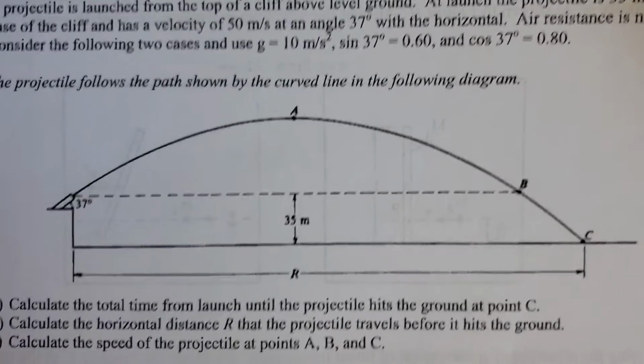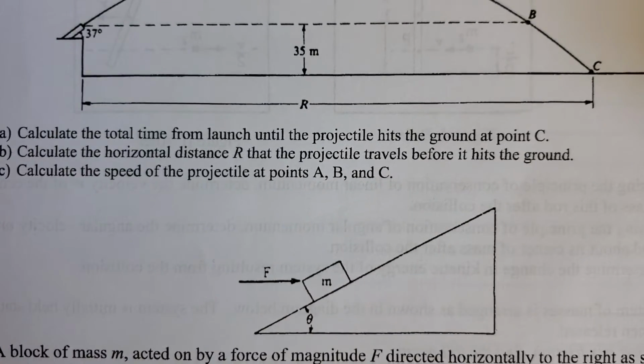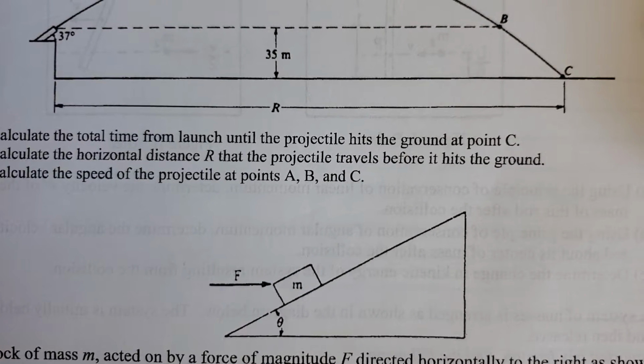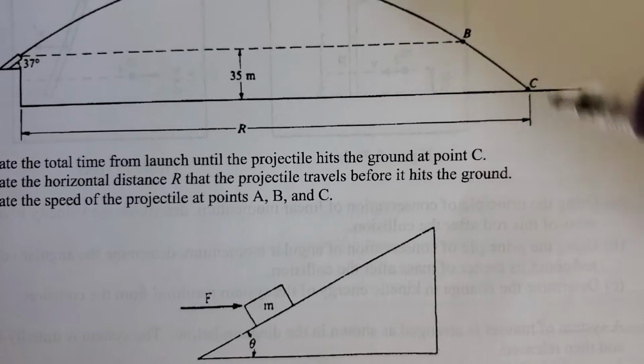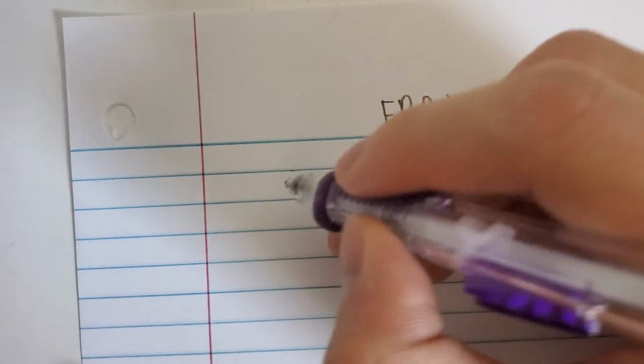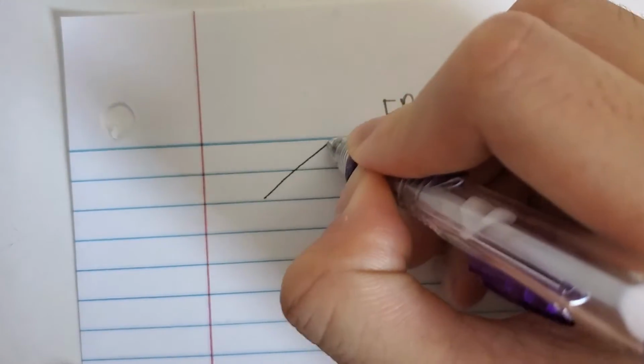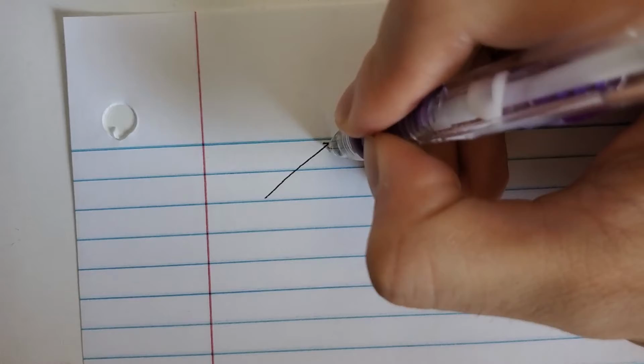Okay, so part A wants us to calculate the total time from launch until the projectile hits the ground at point C. So before starting the problem, I'm going to first figure out my x and y components of my initial velocity, so that way I can just plug them in later instead of having to find them each time. Okay, so here's my initial velocity.